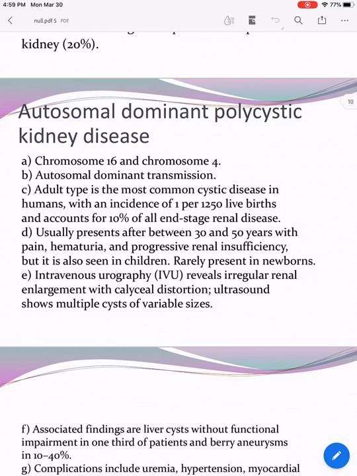The presentation is usually between the age of 20 to 30 years. At birth, the patient usually has normal kidneys on examination, and on ultrasound both kidneys are normal in size and homogeneous. While at the age of 20 to 30 years, the kidneys start to grow with hundreds of cysts of varying sizes occupying the parenchyma of the kidney.